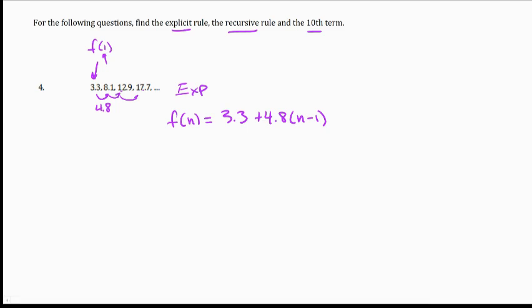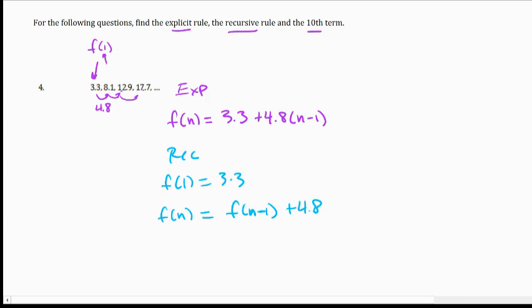So recursive rule here, similar idea. We're going to say, hey, our first term is 3.3. And then if we wanted to find the nth term, we're going to take the previous term. If we know the previous term and we just add 4.8, that will give me the term that I'm looking for.